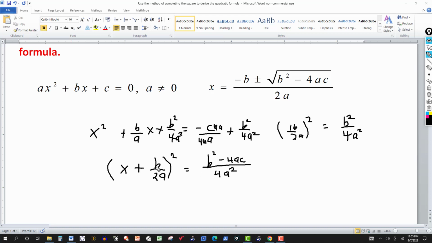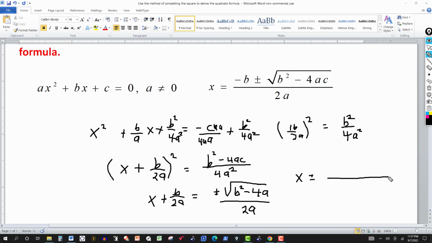So the square root of the left side, squared, just gives me x plus b over 2a. And then on the right side I take plus or minus the square root, and I just take the square root of the numerator, so plus or minus the square root of b squared minus 4ac. And then the square root of the denominator is just 2a. And then I'm ready to solve for x. So x is equal to plus b over 2a. I want to solve for x, so I take this over to the other side, so it becomes a minus b over 2a.